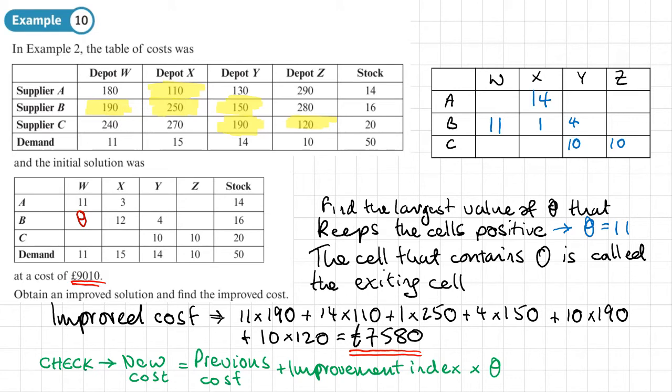Now there is a way that we can check to see whether this is right, because our new, improved cost is always equal to the previous cost plus the improvement index times the value that we had for theta. And if we do that calculation, we do indeed see that we get the same result, 7580. So this is a useful check to make sure that we've carried out these stepping stone steps correctly.